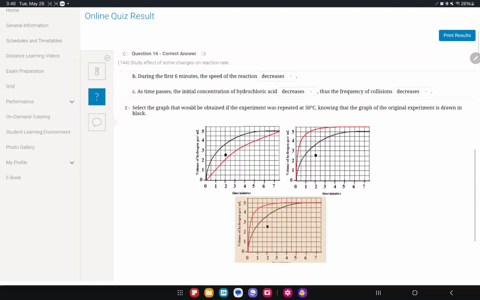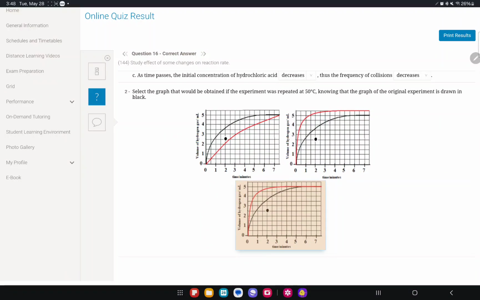What would happen if it was repeated at 50 degrees Celsius, knowing that the original one is in black? Obviously, if it's a higher temperature, it's just going to be a higher rate. But remember that the end product will always be the same. This is wrong because it's above it. It's not allowed. It has to be the same product.